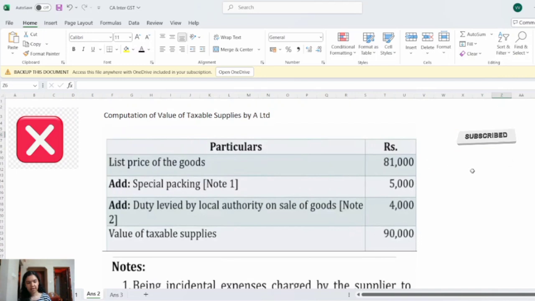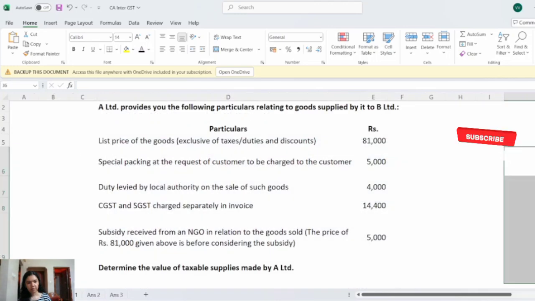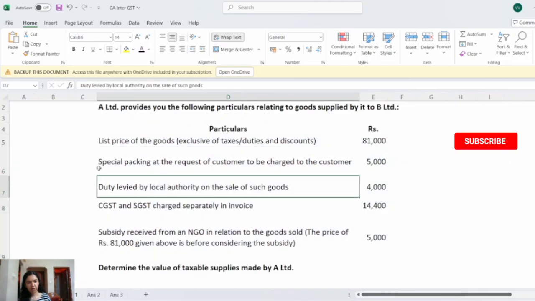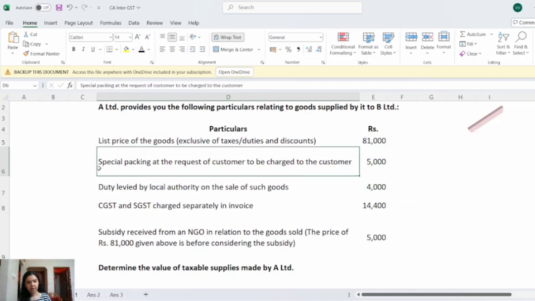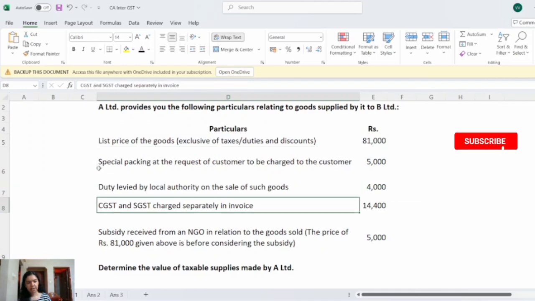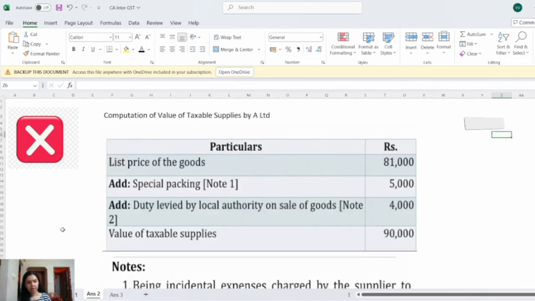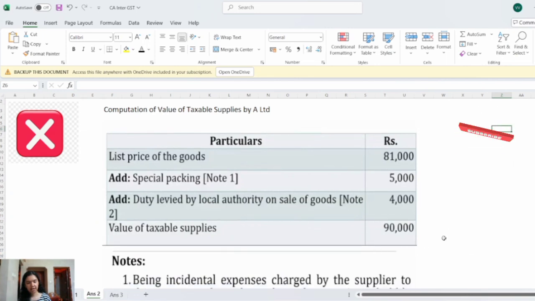But the mistake committed here is, if you come to the question, reasoning has been given only for the special packing and duty levied line items. However, CGST, SGST and subsidy, even though no treatment is required for them, have to be shown in the answer. A line item has to be shown for these as well, and separate reasoning has to be given for these. However, in the second type of presentation, subsidy and CGST and SGST have been completely missed out in the answer. Hence, even if the final answer is right, this type of answer will also not fetch you full marks.